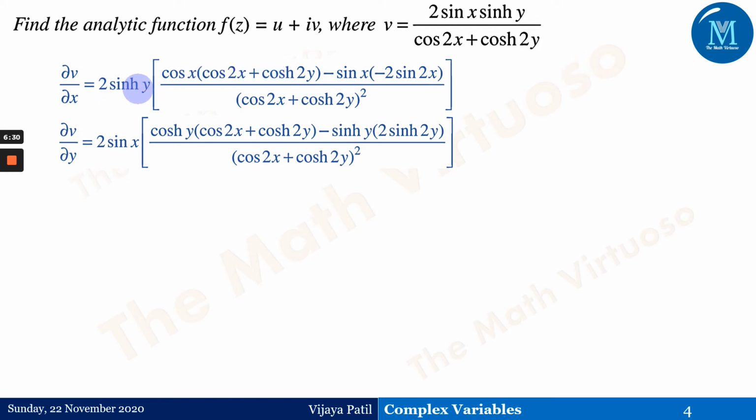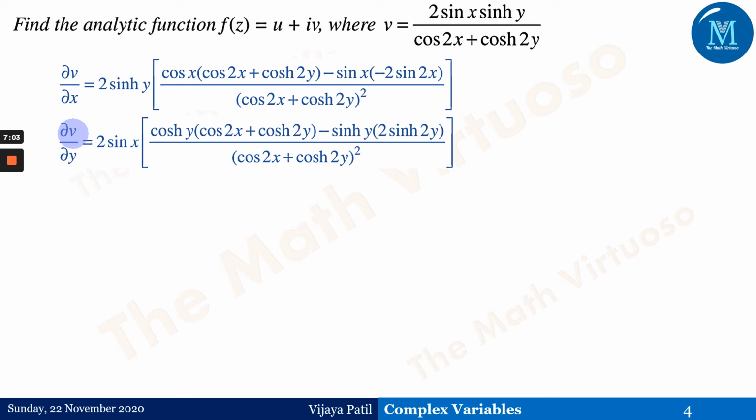And therefore it's 2 times sine of x. Because I am differentiating with respect to x, sine hyperbolic y will come out, and the u by v rule will go here for the differentiation. So cos of 2x plus cos hyperbolic 2y as it is, into differentiation of sine x, that is cos of x, minus sine x as it is into differentiation of the denominator with respect to x, which will give us minus 2 times sine of 2x, upon the square of the denominator.